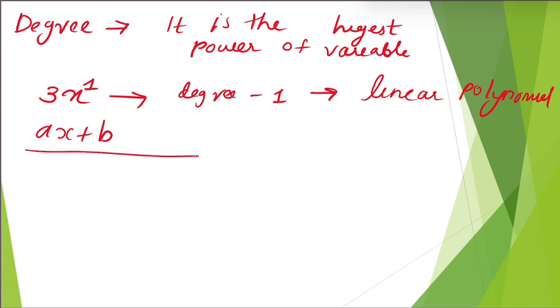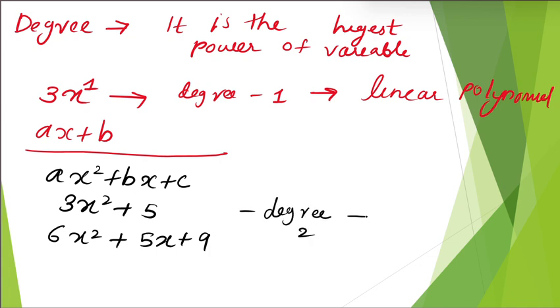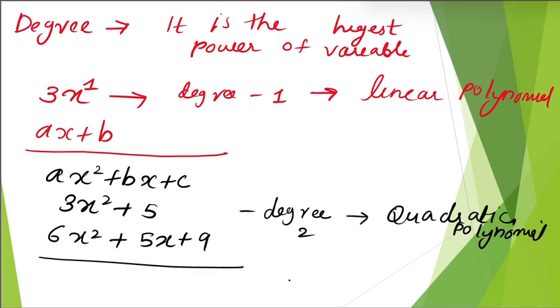Now moving to the next one. Degree 2 means the general format will be ax square plus bx plus c. So 3x square plus 5, or 6x square plus 5x plus 9, all these are examples of a degree 2 polynomial. If it is degree 2, we call it a quadratic polynomial. Got the idea?